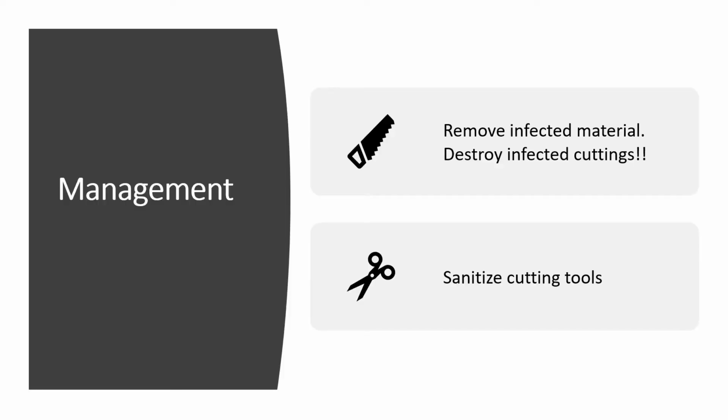So for basic management of bacterial blight, first thing is similar to Eastern Filbert blight, where you have cankers. Removing that material over winter and destroying those cuttings can remove sources of inoculum for the following spring. With the case of bacterial blight, though, sanitizing the cutting tools becomes even more important because of the potential for spread of the bacteria on your tools.